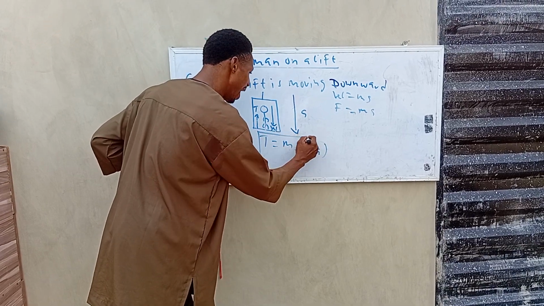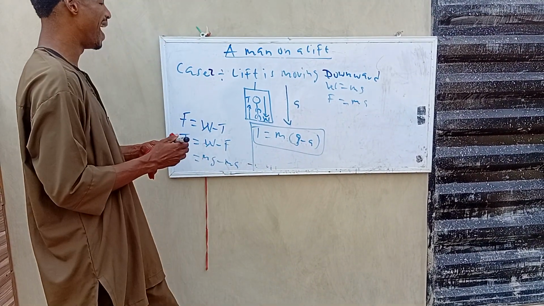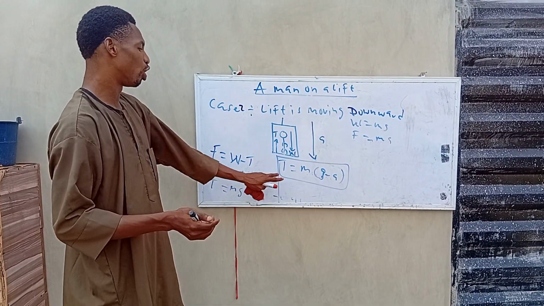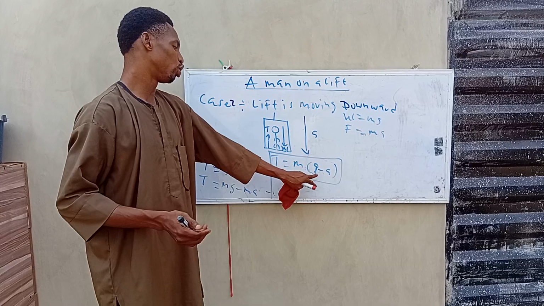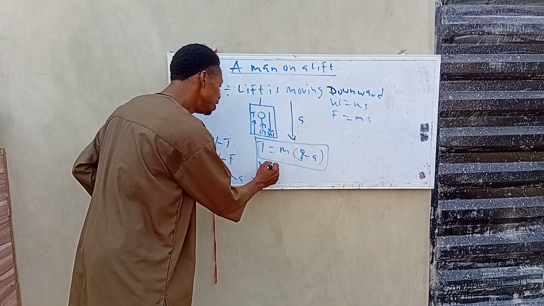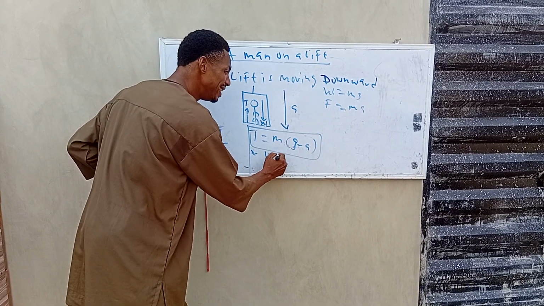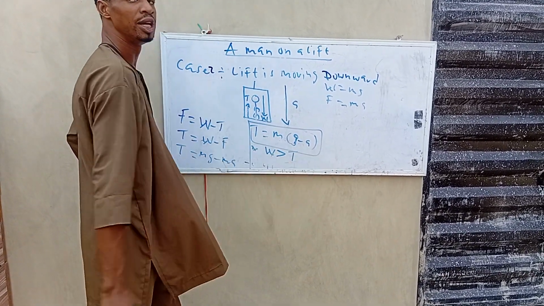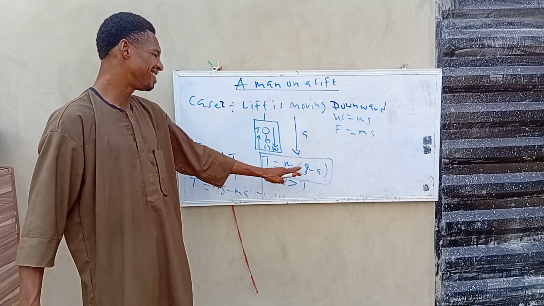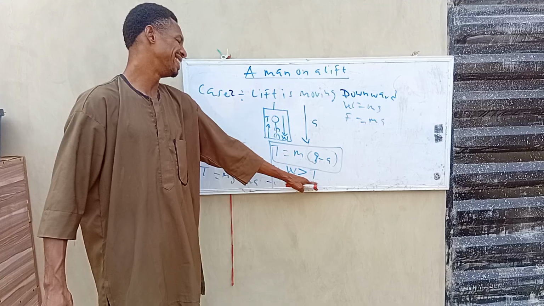So this is the formula when a man is moving downward on a lift. The formula becomes T equals M open bracket G minus A close bracket. In this case, take note that the weight of the man is greater than the tension. Please don't forget, the weight of the man is greater than the tension.